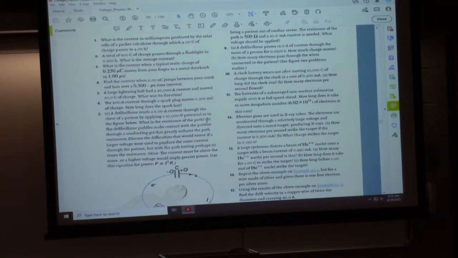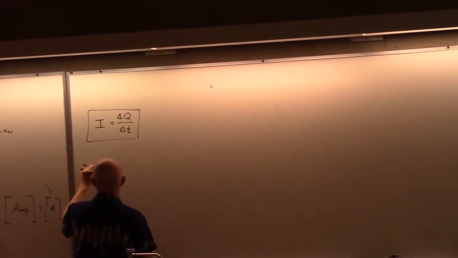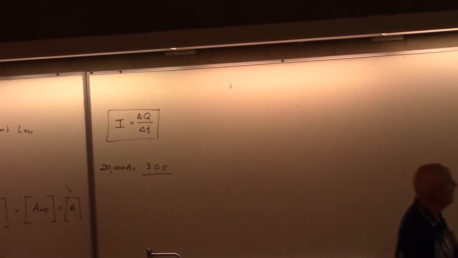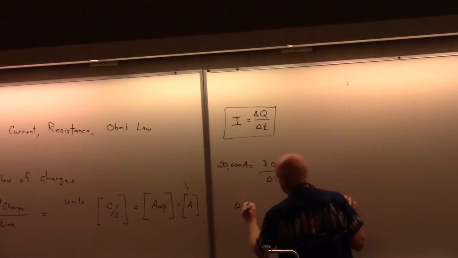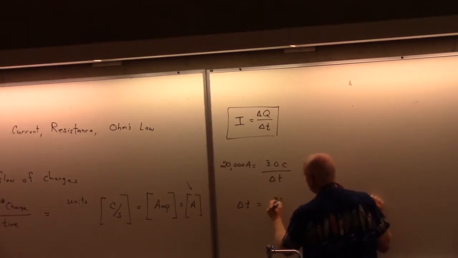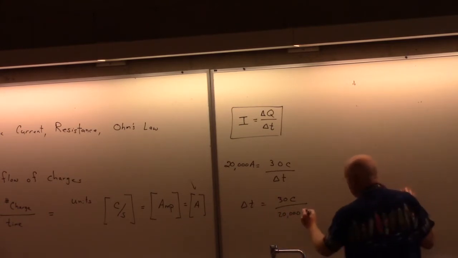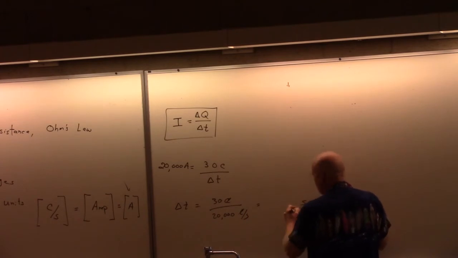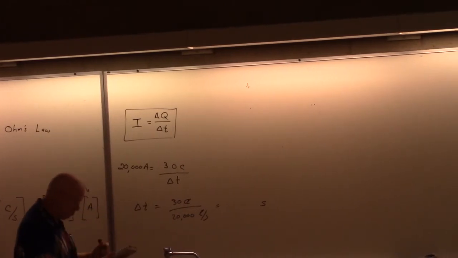And so you can see that they've given you 2 of these 3. The current, large lightning bolt, is 20,000 amps. The amount of charge is the 30 coulombs. And so the unknown here is the duration, the time. I can rearrange this and put 30 coulombs over 20,000 amps. Let me pause right there. An amp is a coulomb per second. So the coulombs are going to cancel off. The bottom flips, and we've got our first calculation, and a pretty straightforward one.